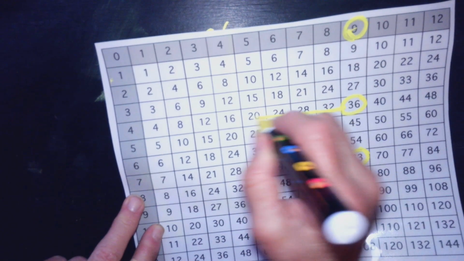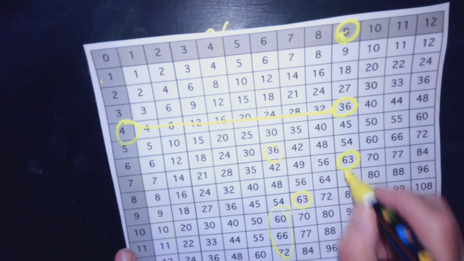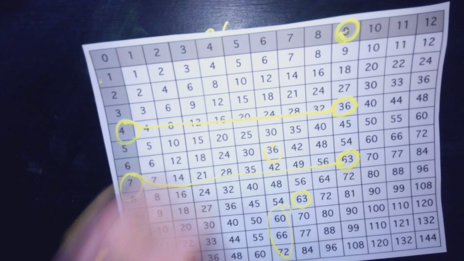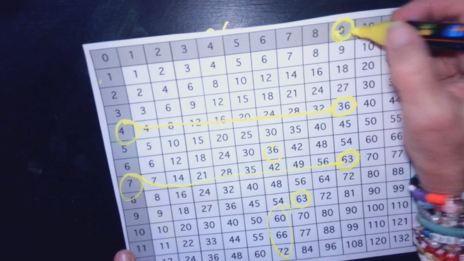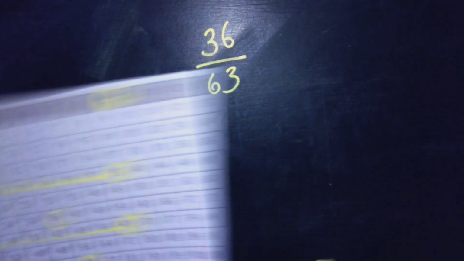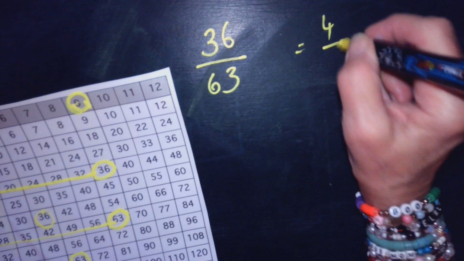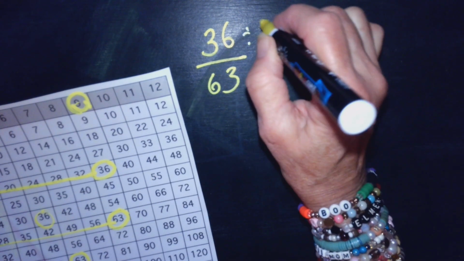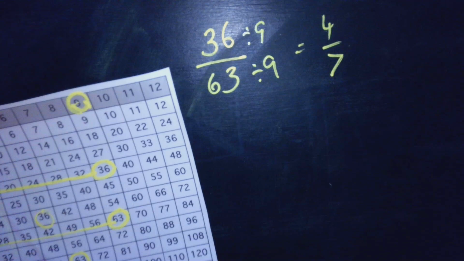When I slide it all the way over, it's going to simplify into 4/7 because I divided it by 9. So it equals 4/7 because you divided your numerator and your denominator by 9. I hope this helps with simplifying.